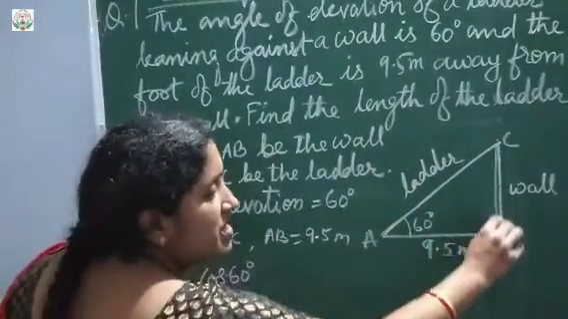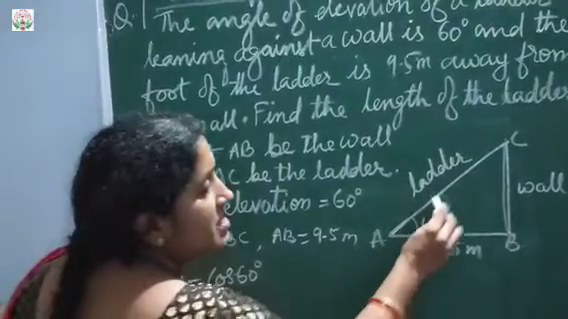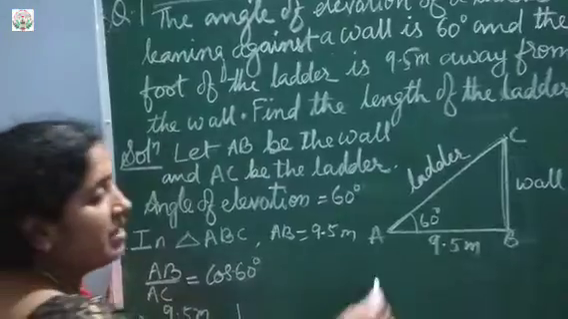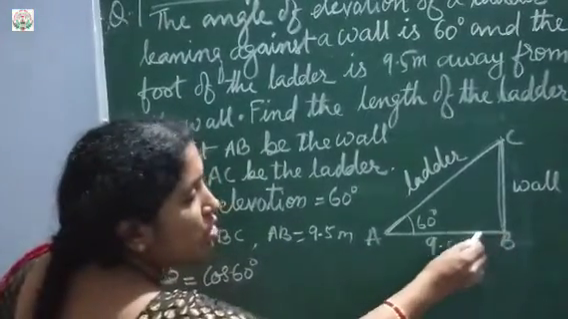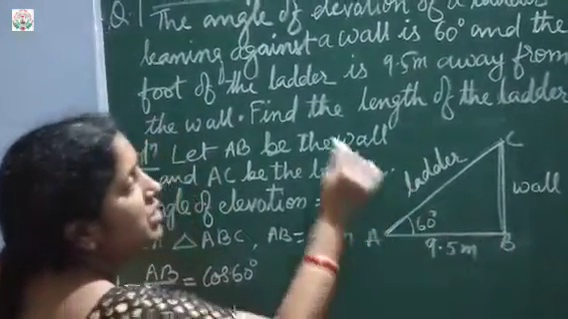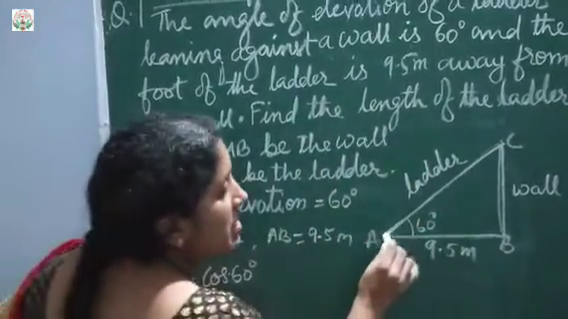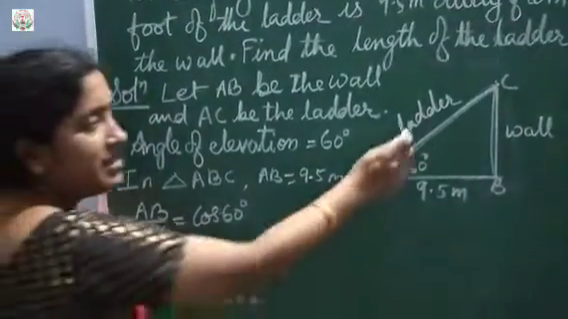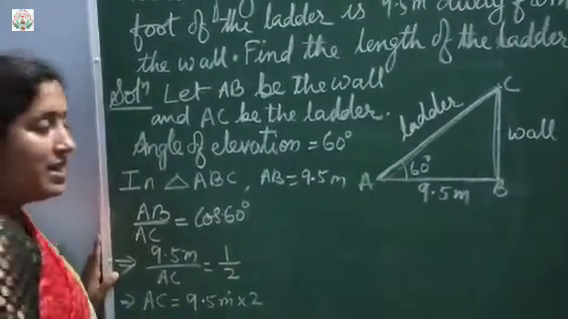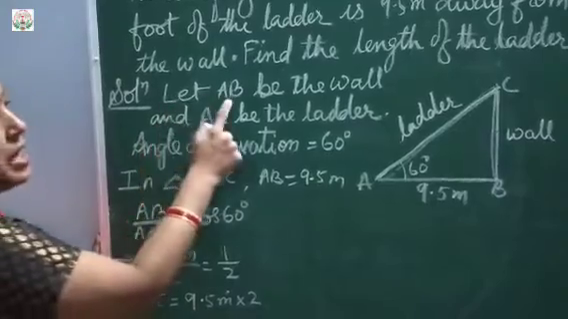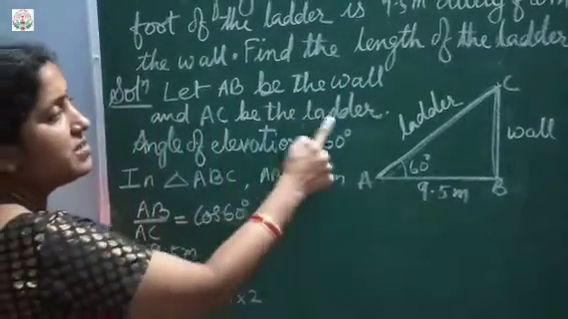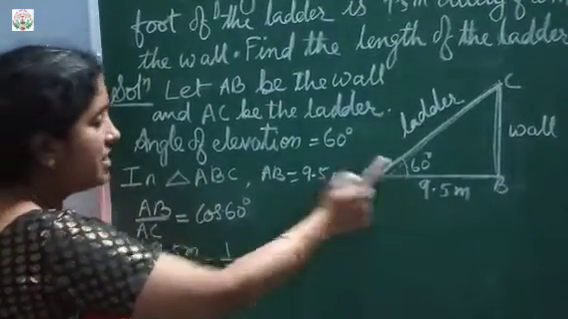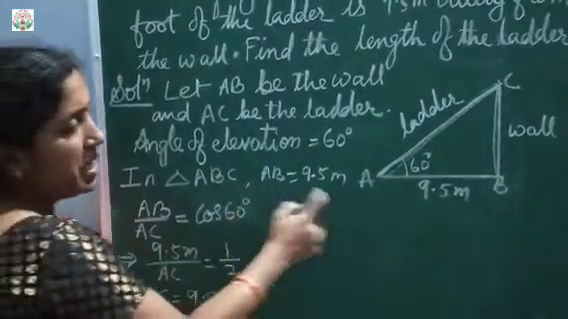Now this is the wall, BC is the wall, and this AC is a ladder which is leaning on the wall. The distance between the foot of the wall to the ladder is 9.5 meter. Now find the length of the ladder. That means we are going to find the hypotenuse. Ladder is our hypotenuse in the right angle triangle. So now what you will write? Let AB be the wall and AC be the ladder. Angle of elevation is how much it is given? 60 degree. So in triangle ABC, AB is how much?